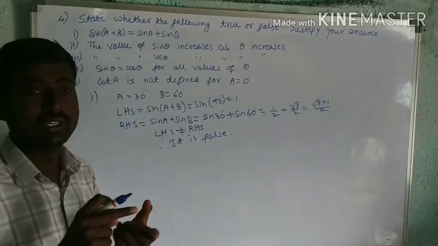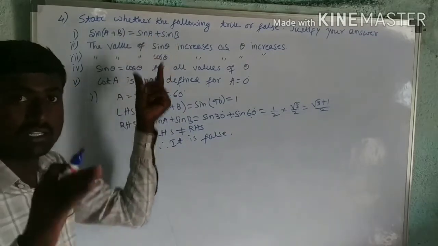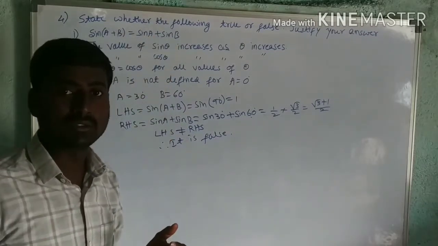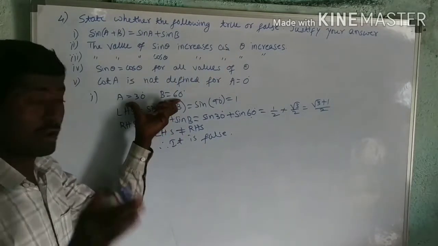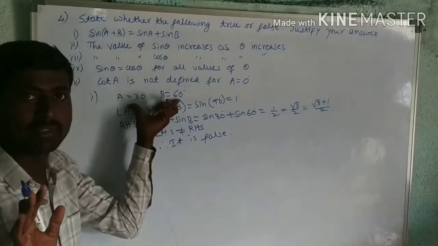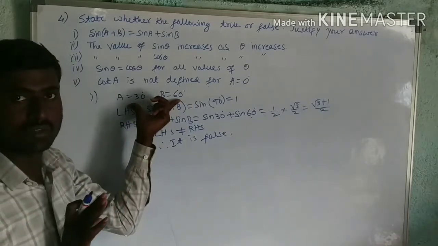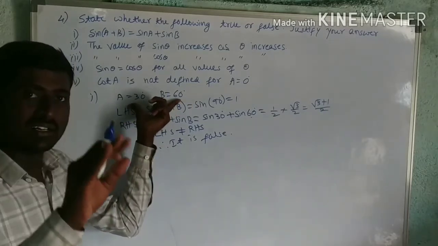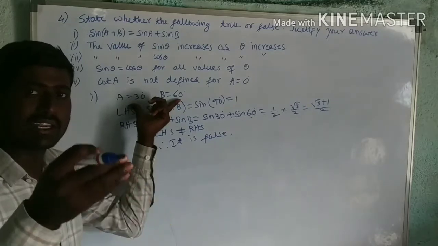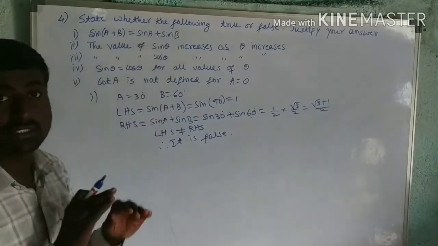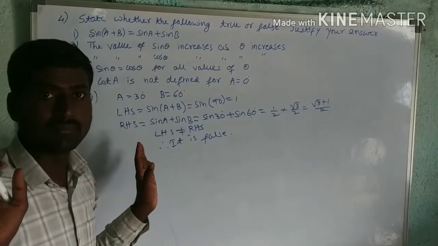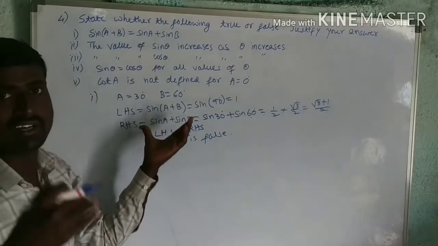You have to go for another value also. If this statement is true, then it must be true for all the values of A and B. Then only that statement is true. If by substituting one or two angles you are getting LHS and RHS equal, it doesn't mean that the statement is true for all the values of A and B. So you should go for other values.